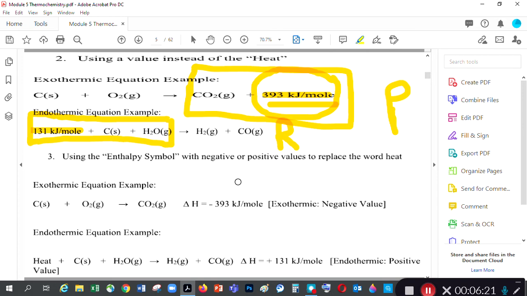I can go further and recognize that I will not write the heat or the value of the heat in the chemical equation. I put it aside, after the chemical reaction.